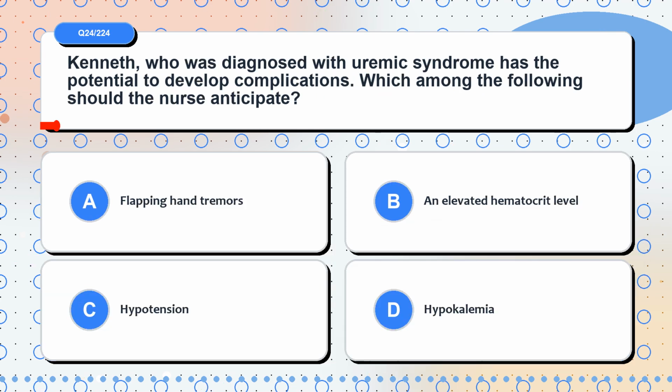Question 24. Kenneth, who is diagnosed with uremic syndrome, has the potential to develop complications. Which among the following should the nurse anticipate? Here are the options. Option A, flapping hand tremors. Option B, an elevated hematocrit level. Option C, hypotension. Option D, hypokalemia.